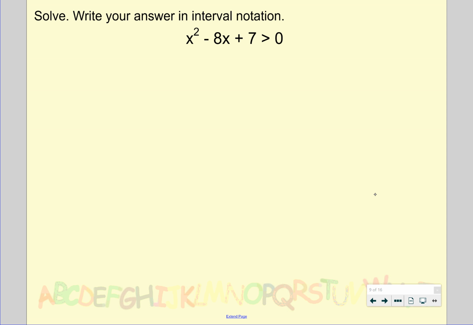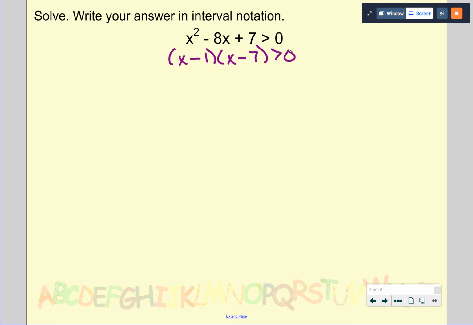Step 2, now we're going to factor it. We've got a quadratic here. Nothing in front of my x squared, so we're just looking for two numbers that multiply to the last term and add to the middle term. So what two numbers multiply to 7 and add to -8? Okay, -1 and -7.